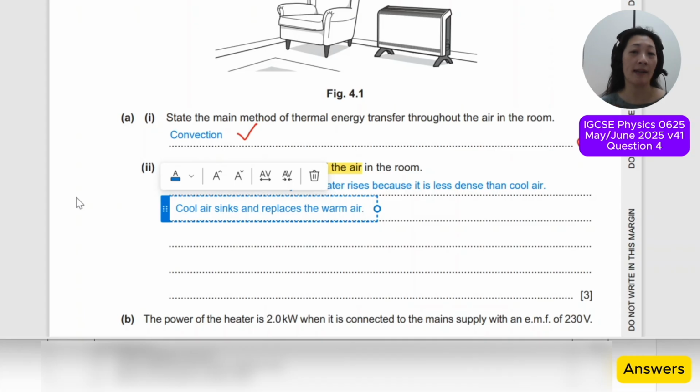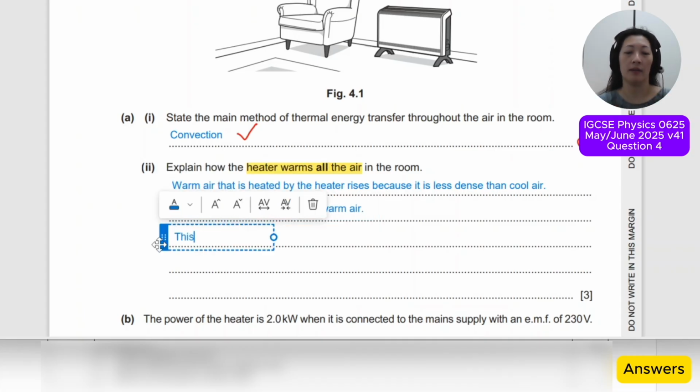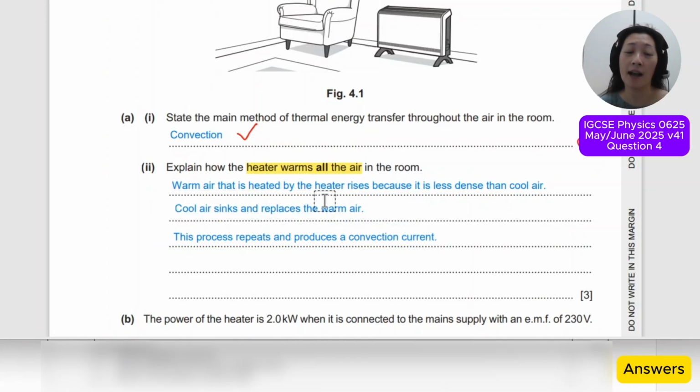So the process here then will repeat to produce a convection current. This process repeats and produces a convection current. So this is how we can explain that the heater warms all the air in the room. Let's check the mark scheme.